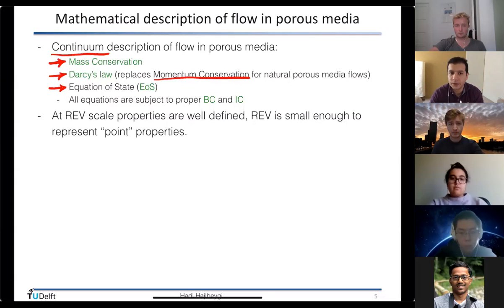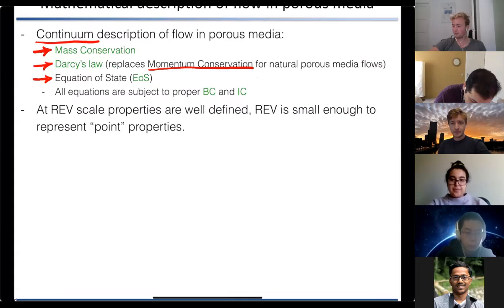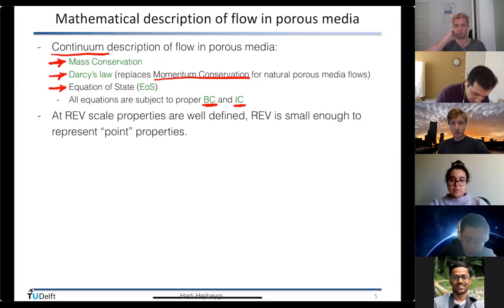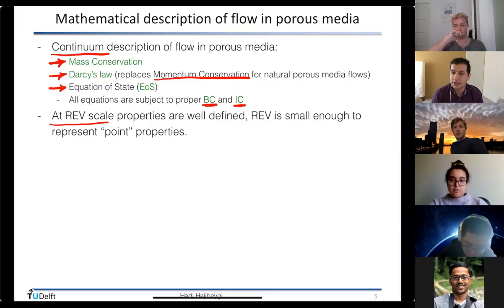And obviously, every system in engineering would require boundary conditions. And depending on whether it is steady state or has time dependency, it needs an initial condition too. And we should also remember that we are at REV scale where we can describe density, viscosity, and properties like that. This is something we have already discussed in lecture 1. So if you are missing them, just go and watch those videos.